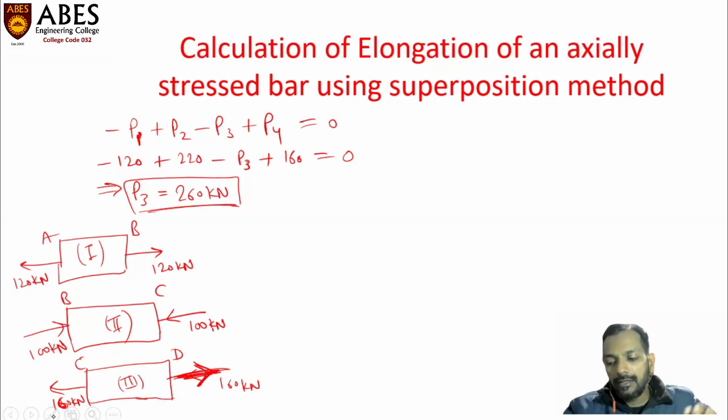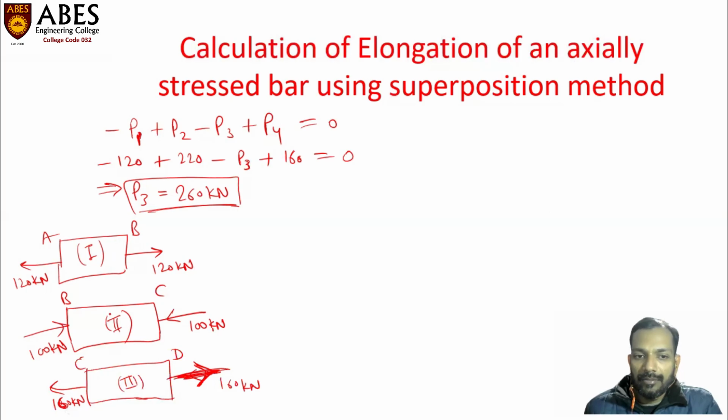Please remember that if the total beam is under static equilibrium, then the individual segments, the individual portions of the beam, will also be in static equilibrium. So AB is in equilibrium, BC is also in equilibrium, and CD is also in static equilibrium. In this way, we have calculated the net forces acting on these three portions of this beam. Now let's apply the formula of elongation 3 times.